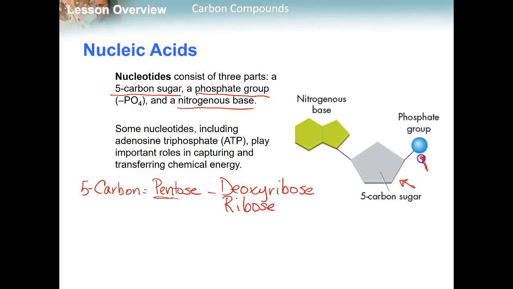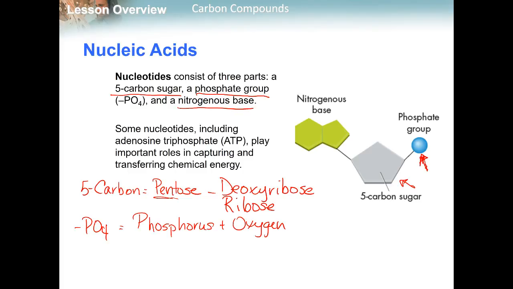A phosphate group. Now this is the phosphate group. Notice it says PO4, and that's because it's phosphorus and oxygen. So it's a phosphate with 4 oxygens that are joined together to make up that phosphate group. And then the nitrogenous base, a nitrogen-containing base.